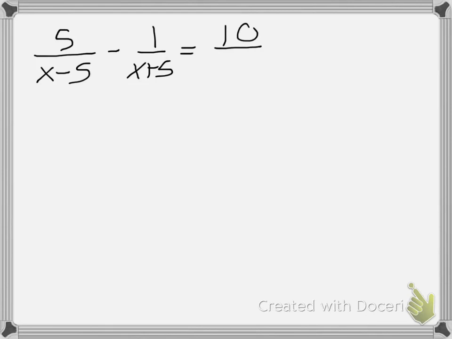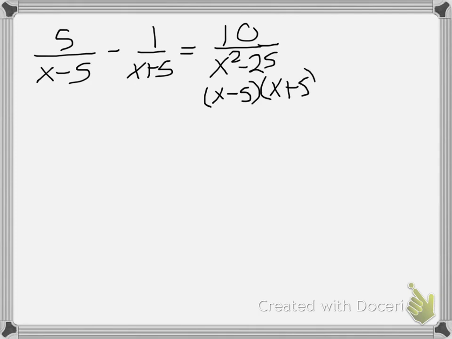Friday at midnight. All right, so the first question was number 2, which was 5 over x minus 5 minus 1 over x plus 5 is equal to 10 over x squared minus 25. First thing you want to do is make sure that you factor the x squared minus 25 into x minus 5 times x plus 5. Hopefully you all see that.